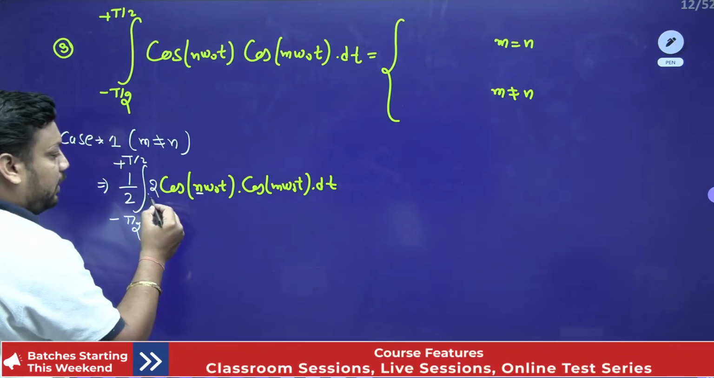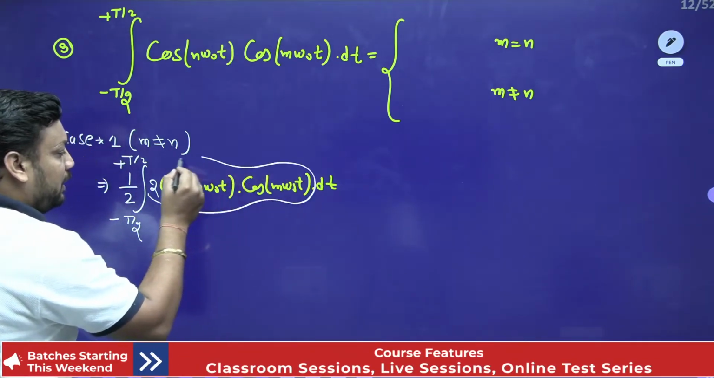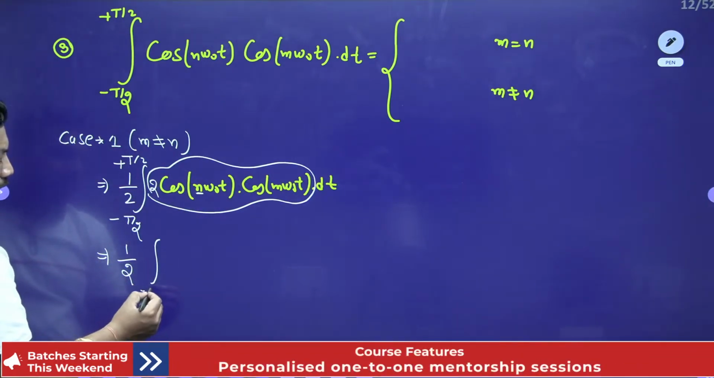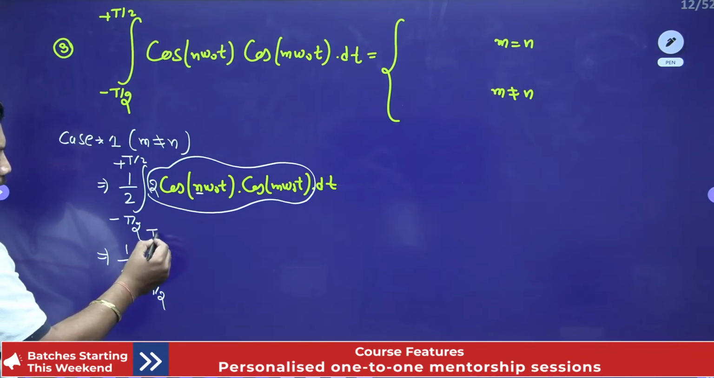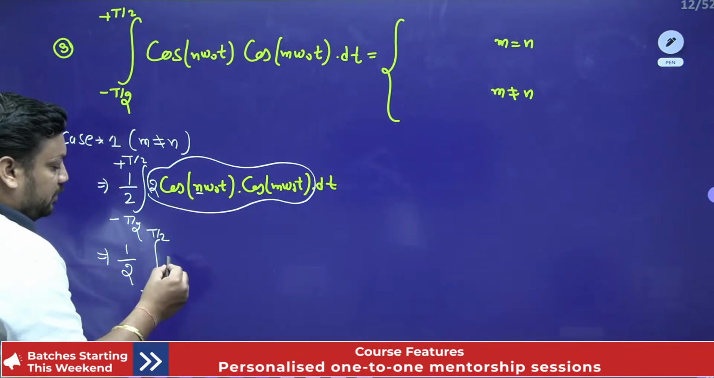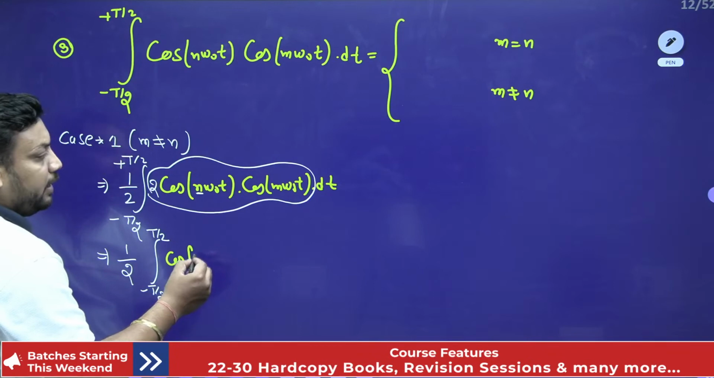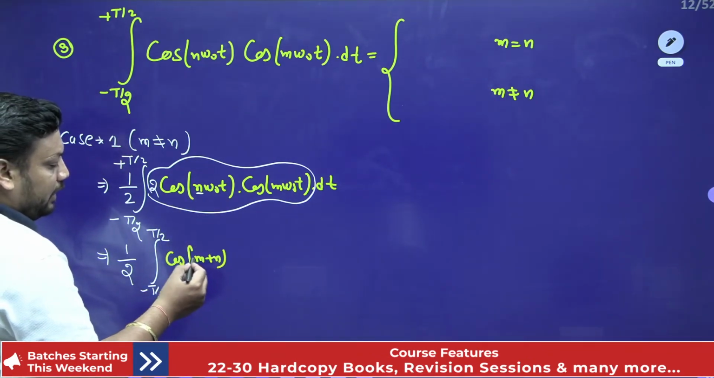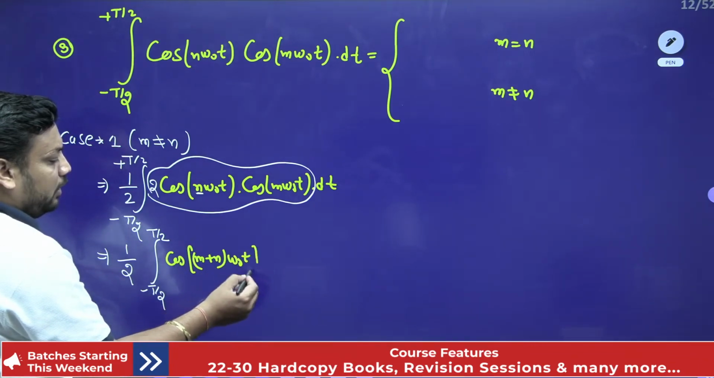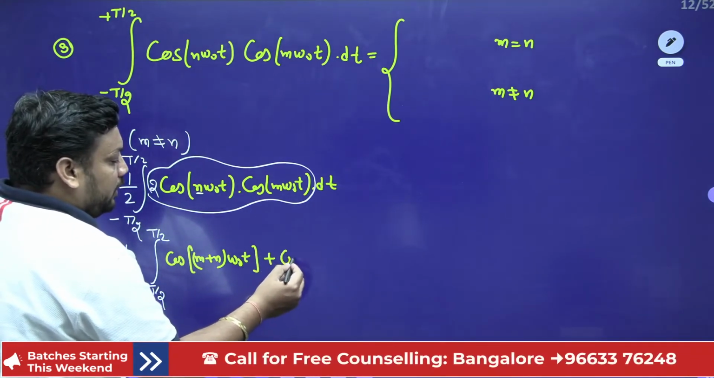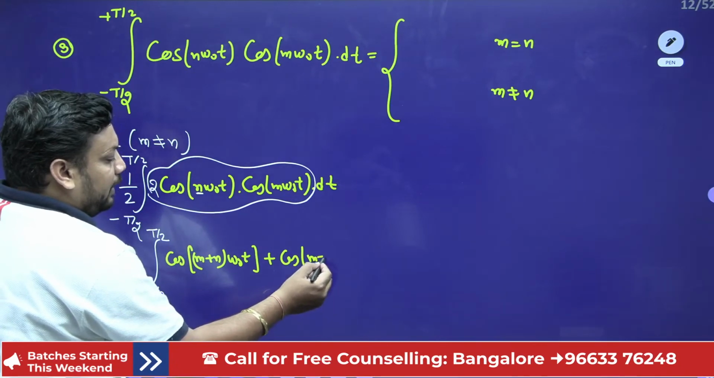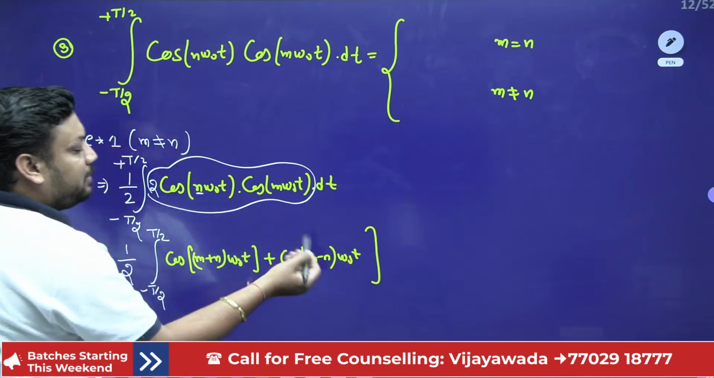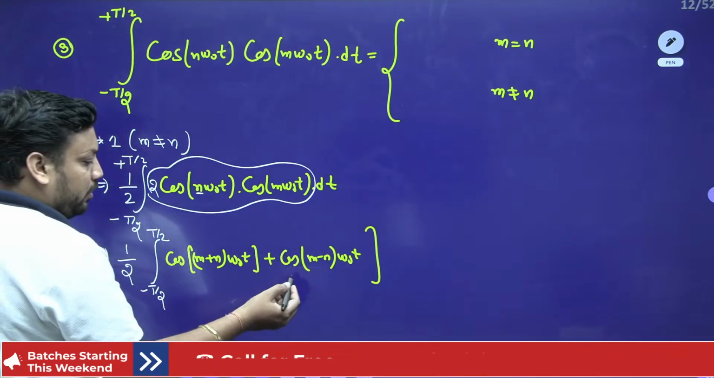Now I can apply the trigonometry formula here, 2 cos A cos B. So what will I get? Half is outside only. Inside the integral I will have minus T by 2 to plus T by 2. 2 cos A cos B is nothing but, guys, cos of A plus B plus cos of A minus B. So you will actually get cos of (m plus n) omega 0 t, common only, plus cos of (m minus n) omega 0 t, provided that m is greater than n. Okay, दोनों में से एक तो बड़ा हो गया होगा क्योंकि इक्वल नहीं है.